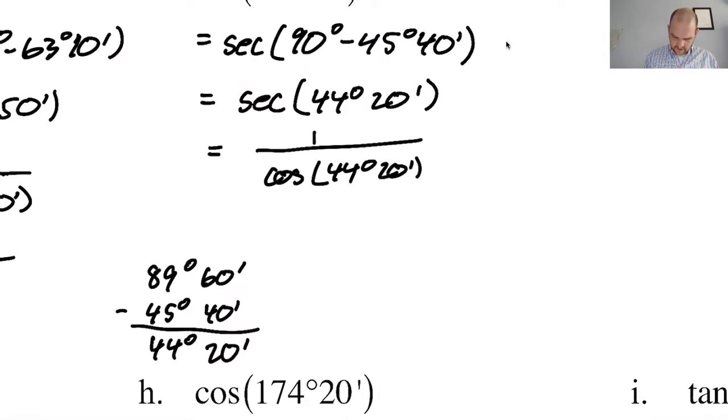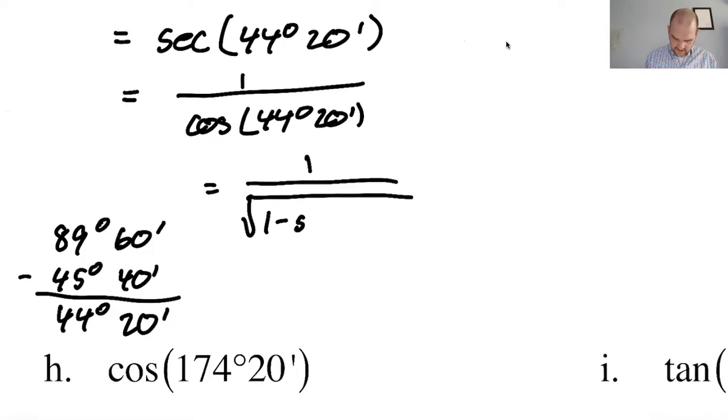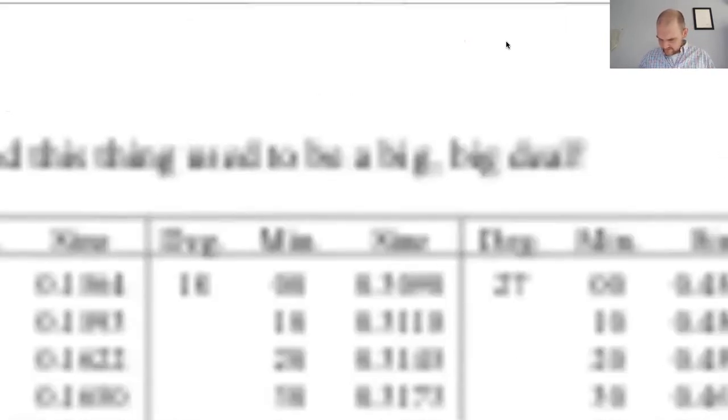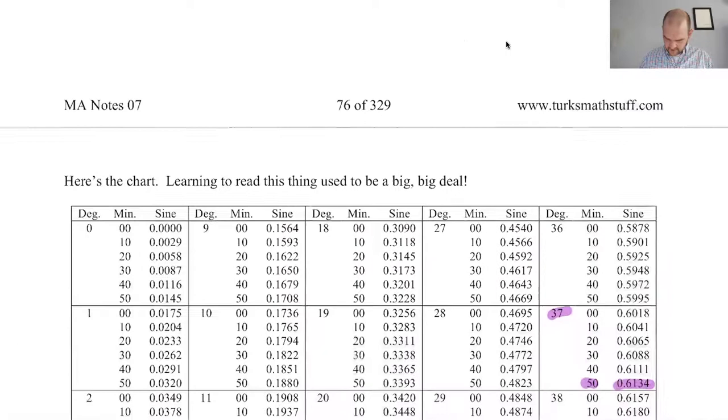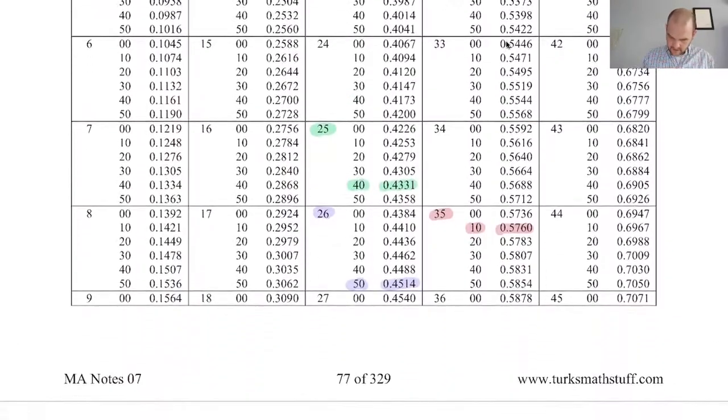And then we want to change from cosine to sine, but not change the angle. So we'll use the Pythagorean identity. It's going to be 1 over the square root of 1 minus the sine squared of 44°20'. It's just a process and you've got to follow through, but it's a lot of steps. So 44°20', let's go find it. Let's zoom out. All right, so 44 is here, 20 is here, so 0.6988.